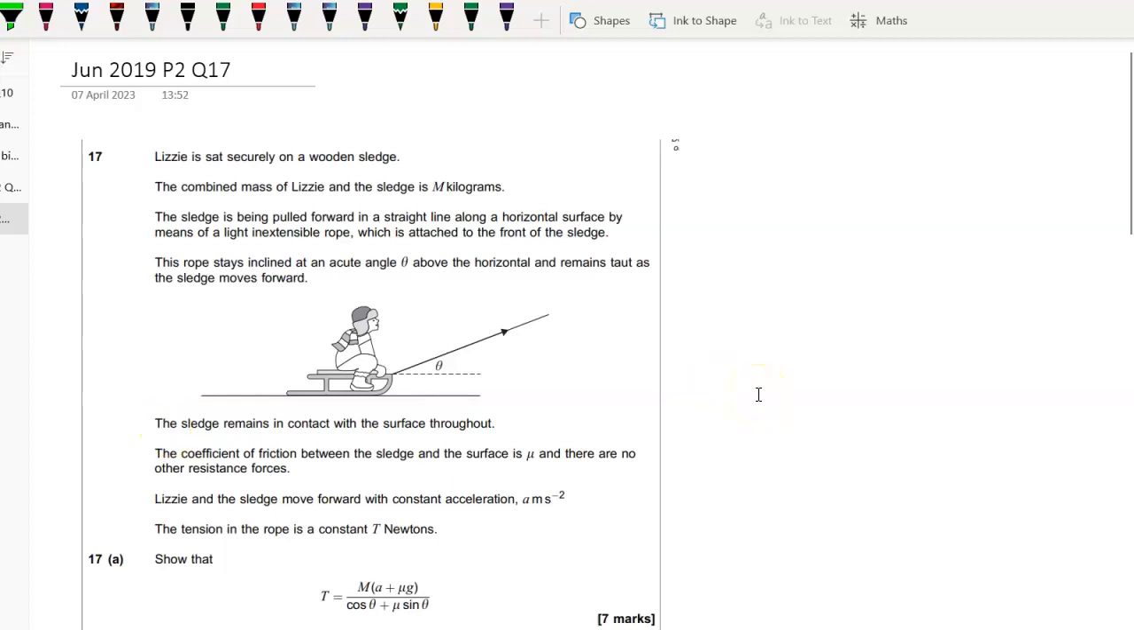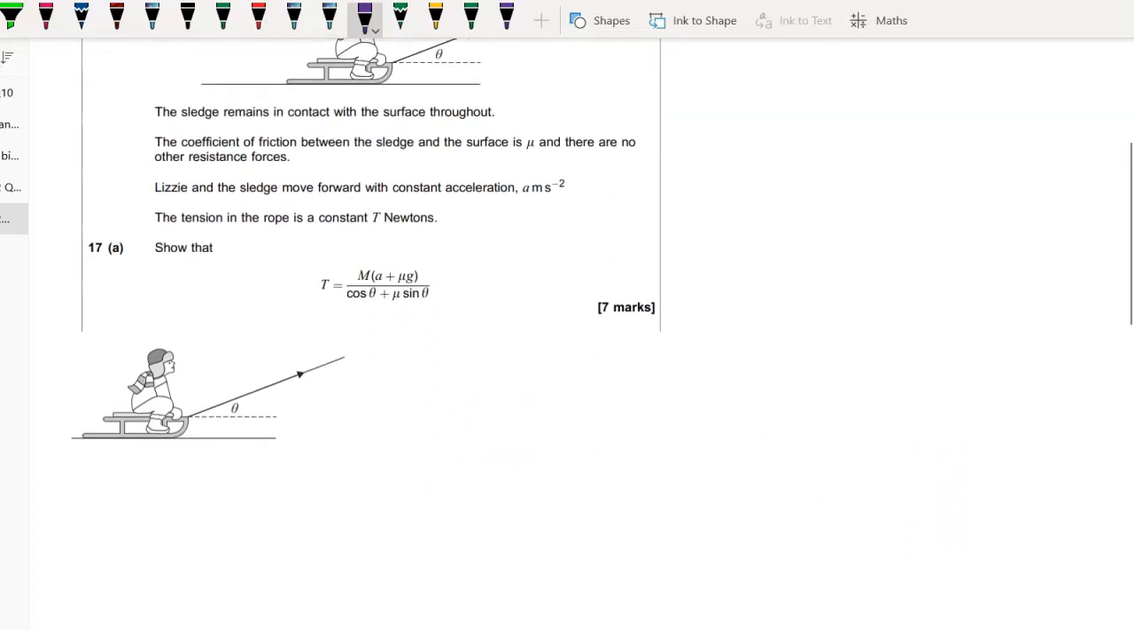Okay, we're back. Right, and now we're going to do question 17, the mechanics question from paper 2. Lizzie is sat securely on a wooden sledge. Why do we need to know it's secure? Anyway, the combined mass of Lizzie and the sledge is m kilograms.